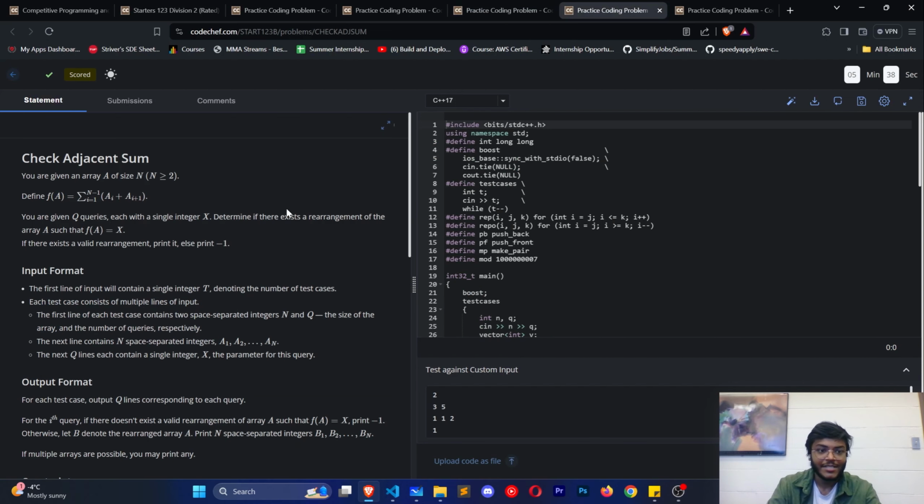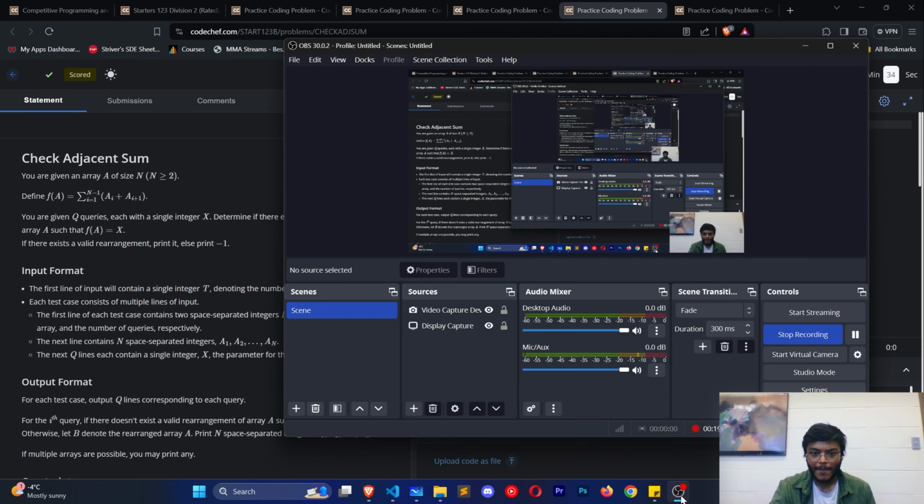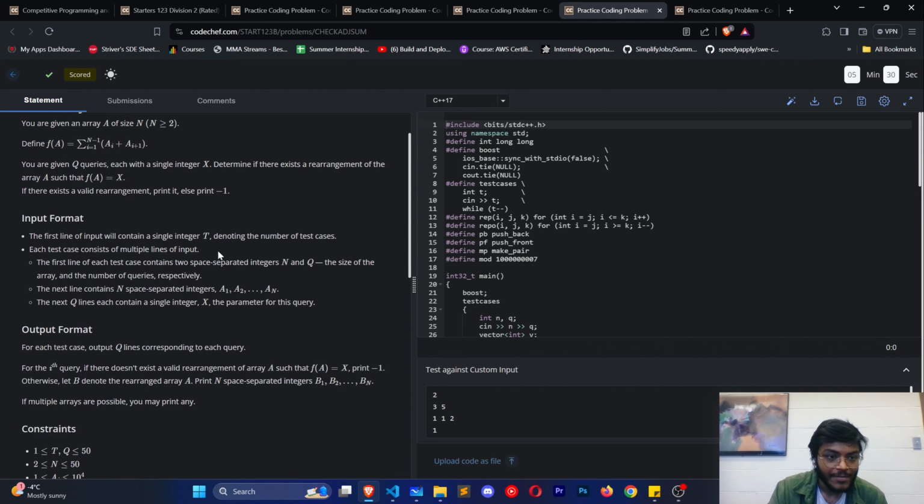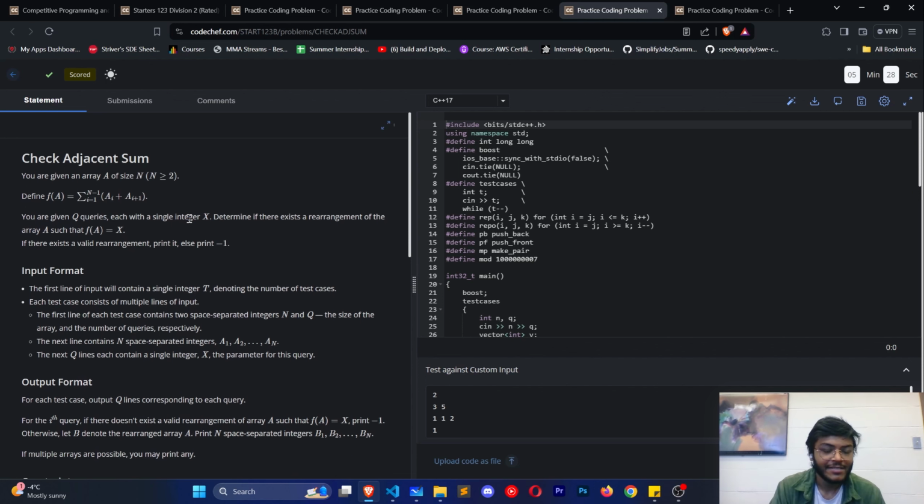Okay, let's go to the fourth problem. Check adjacent sum. Okay, so in this again we are given n numbers, and we have to take the sum of the current and the next element. And then we are given q queries, and each query has an integer x. Determine if there exists a rearrangement of the array such that the function value is equal to x.